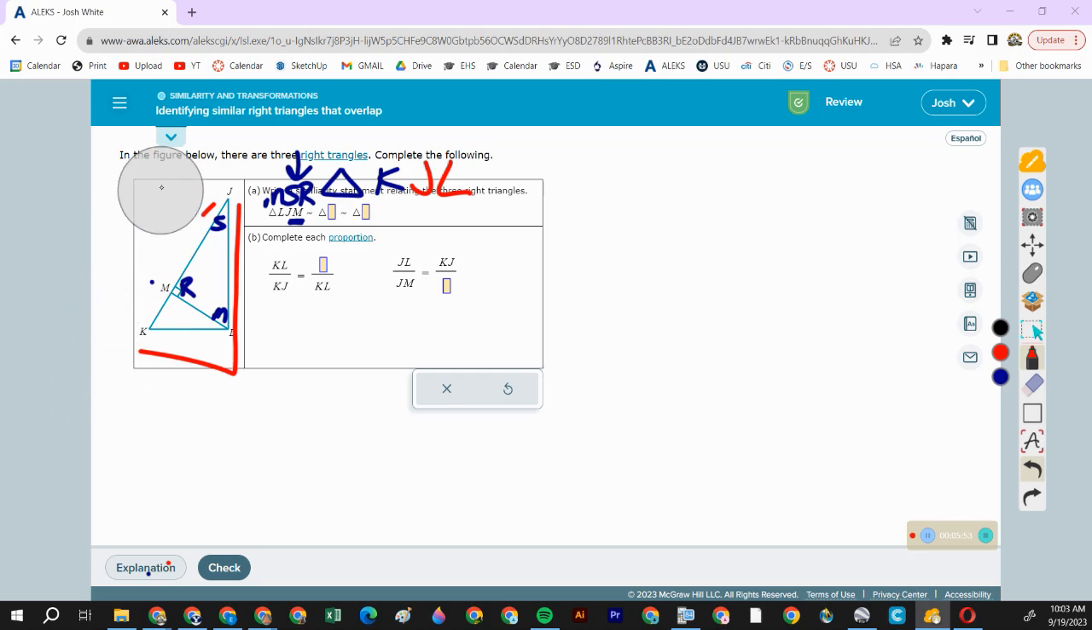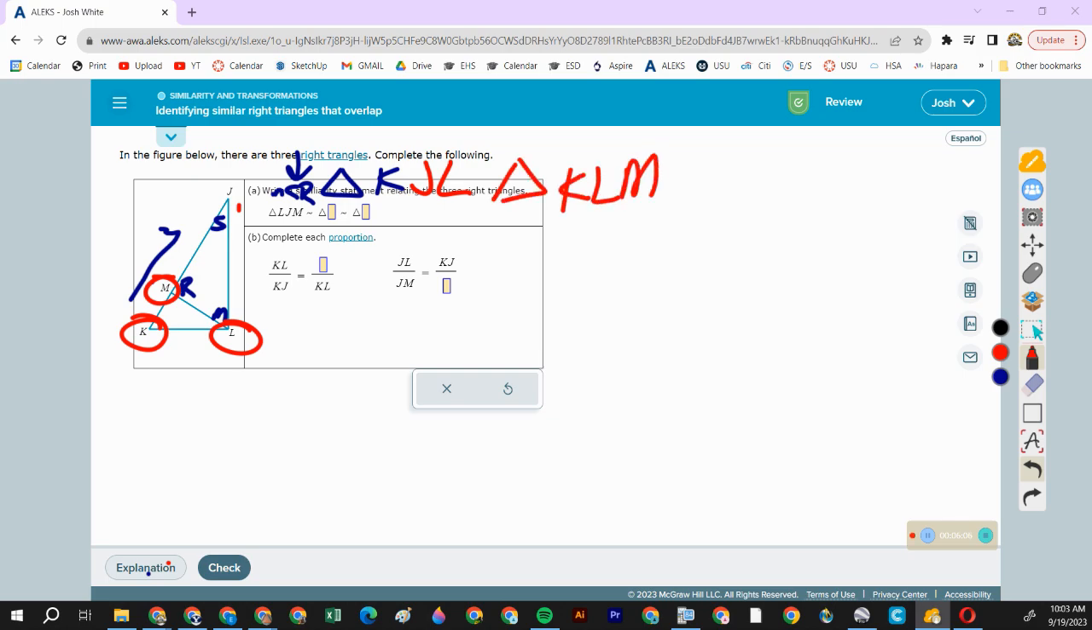Okay. If we did the same thing with the small triangle, so we need medium, which is K, small, which is L, and right, which is M. So triangle KLM. Make sense? All right.